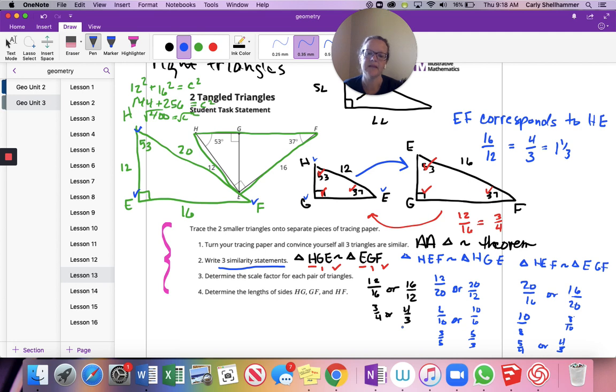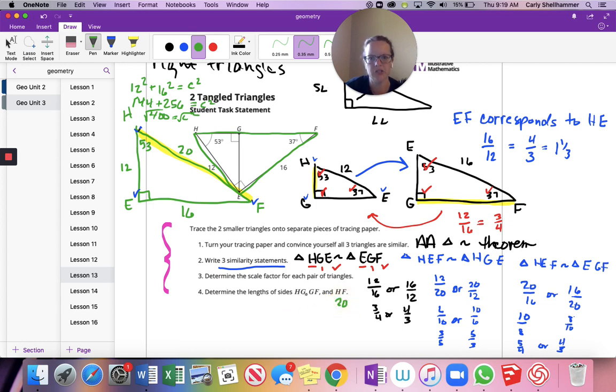All right, now determine the lengths of sides HG, GF, and HF. Let me get my highlighter out. HG, we want to determine this length. GF, which is this length, and HF. HF, which I already did, using Pythagorean Theorem on that one. So we got HF is 20.